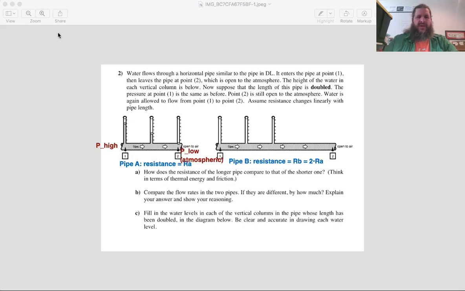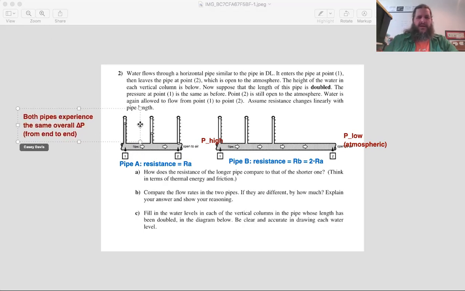So they both start at the same high pressure. They both end at the same low atmospheric pressure. That's true for both pipes the same way. So both pipes experience the same delta pressure. And we can then use that, in conjunction with the Bernoulli equation, to figure out the current.